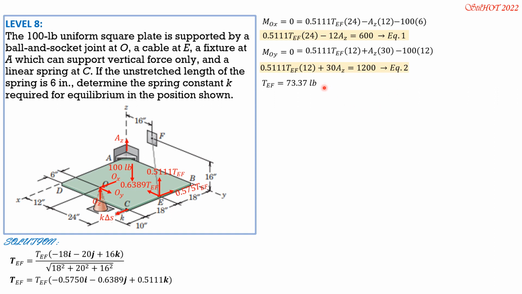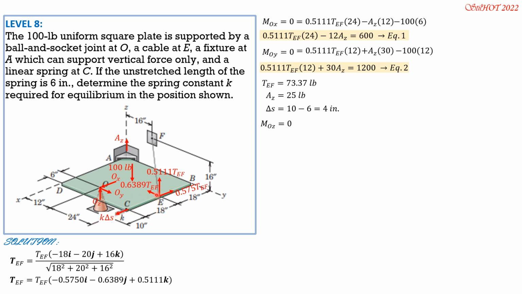That's the only value that we want. And AZ is 25 pounds. Finally, we set moment about OZ to 0. So delta is 10 minus 6, so 4 inches as mentioned. Moment about OZ equals 0. So the positive sense of moment would be like that. So positive would be 0.63989 TEF. 0.575 TEF will all be positive, and negative will be K delta S.